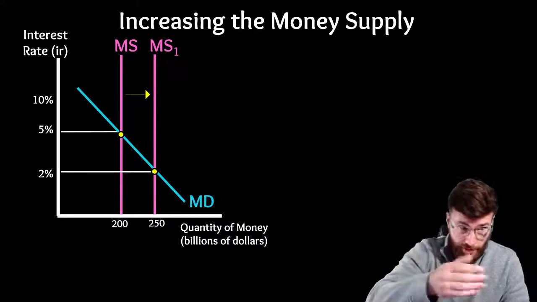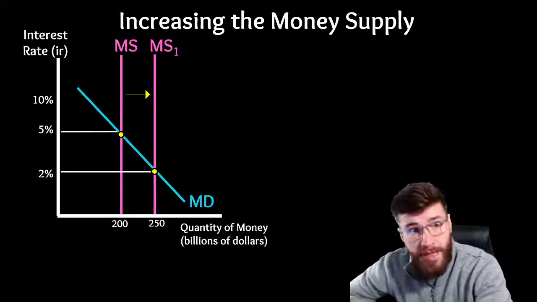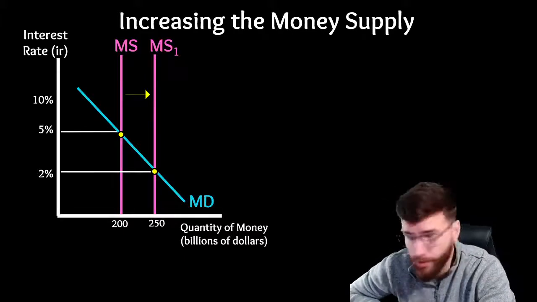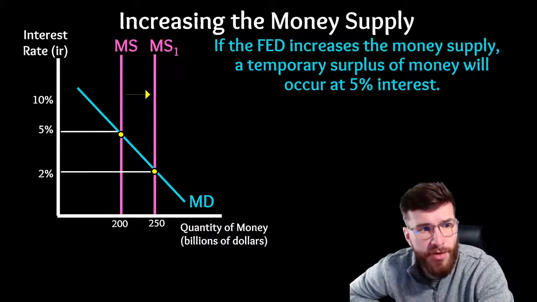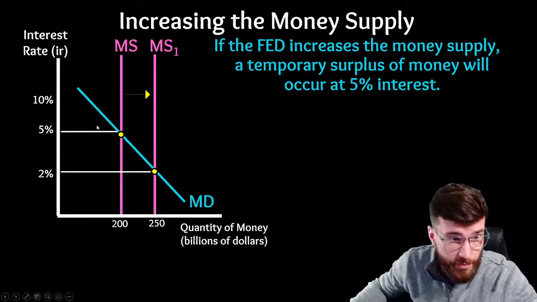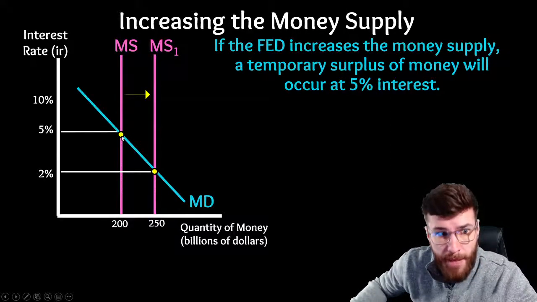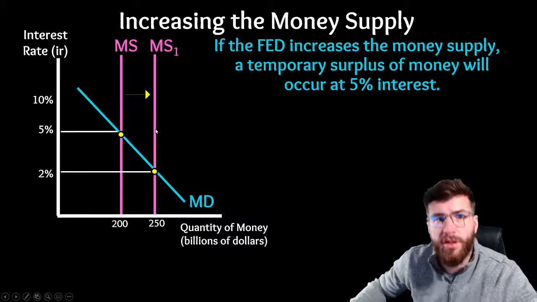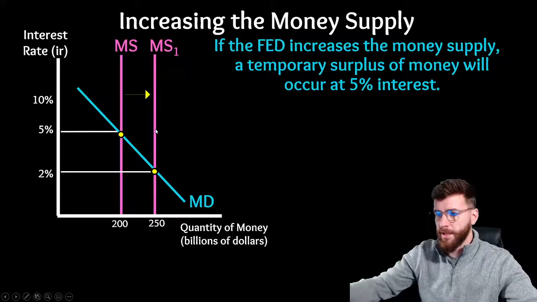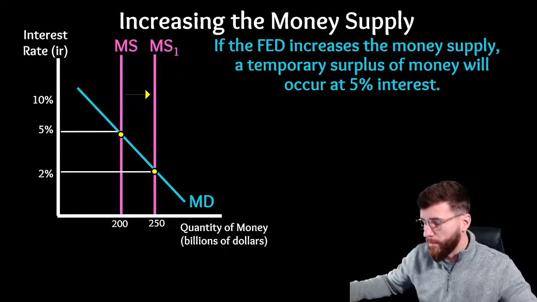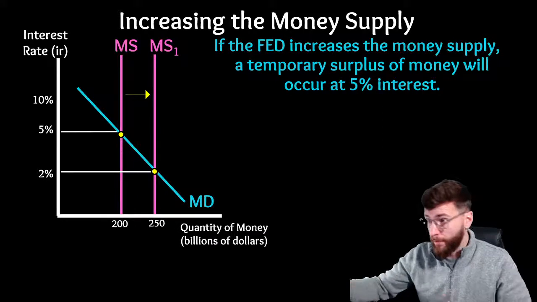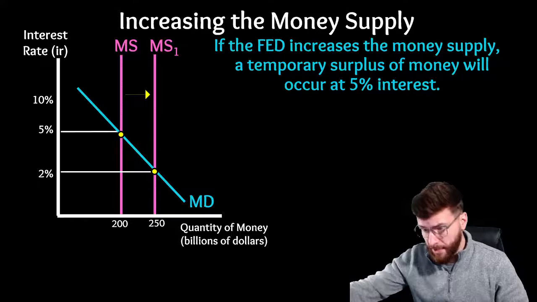So if the money supply increases, notice what's going to happen here. Interest rates are going to have to fall. If money supply increases, if you look at the old 5%, people demand $200 billion of money, and at 5%, this is how much is going to be supplied. It's going to cause a huge surplus in the amount of money. Money is going to be more readily available. It's going to be easier for banks to borrow money from the Fed. We'll talk more about that tomorrow.